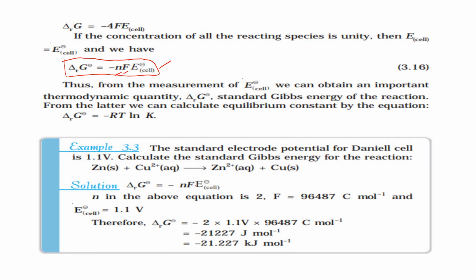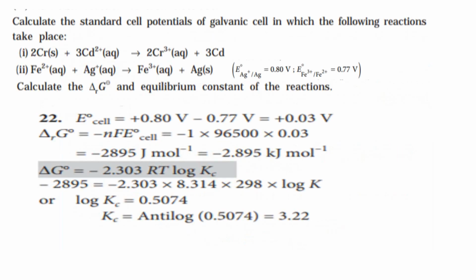You take a problem in which E naught cell is already known, 1.1 volts. Now substitute 1.1. F is nothing but 96,500, or exactly 96,487. N is the number of electrons, 2. Now if you substitute like this, we are going to get delta G. When you substitute these values, delta G we get in terms of kilojoules, that is what you have to consider.